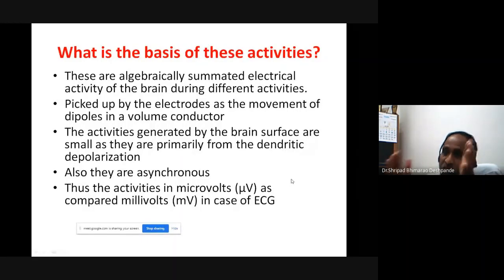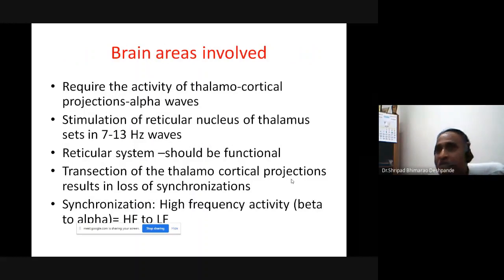That means you require an amplifier system, like what you are using in ECG. It is 1,000 times amplified. Here, you should have an amplifier system which is 10,000 or 100,000 times amplified. Only then will you be able to record the EEG activity. I am trying to impress upon you the instrument or amplifier requirement for recording these activities. Now coming back, which brain areas produce these activities?